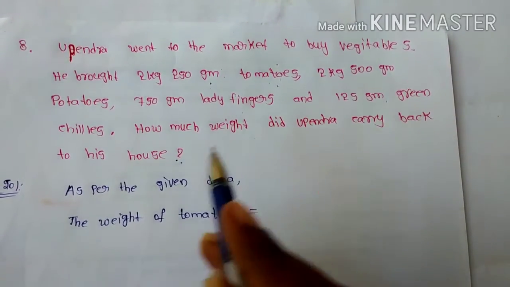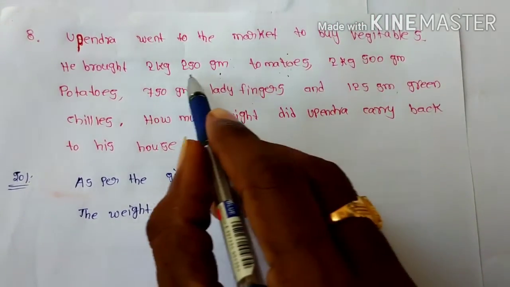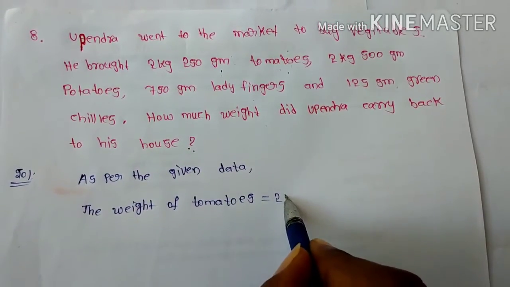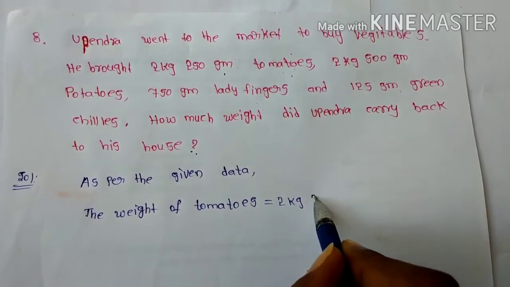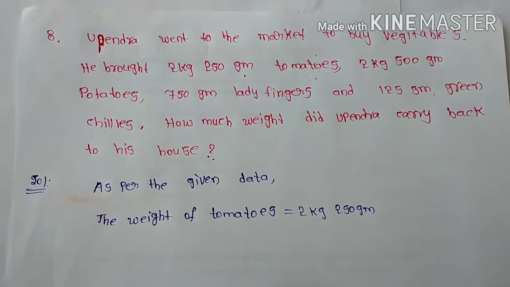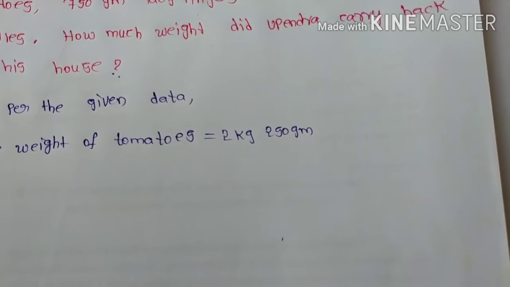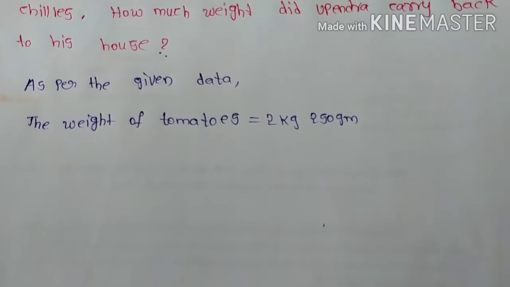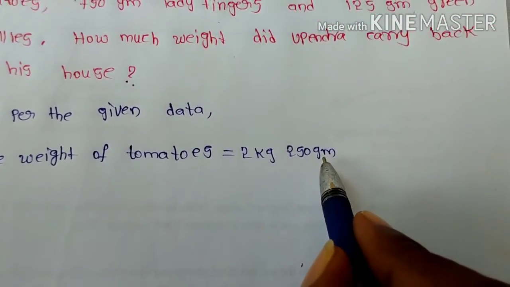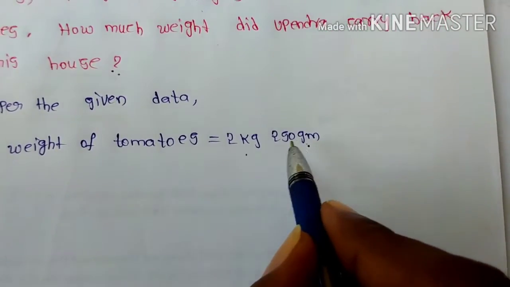They are asking totally how much weight. That means total weight of vegetables is how much. So first of all I am writing here as per the given data. The weight of tomatoes is how much? Tomatoes, 2 kg 250 grams. Yes or no? See, how can you convert grams into kilograms? You can convert all the vegetables to either grams or kilograms. For easy purpose, I am converting grams to kilograms.